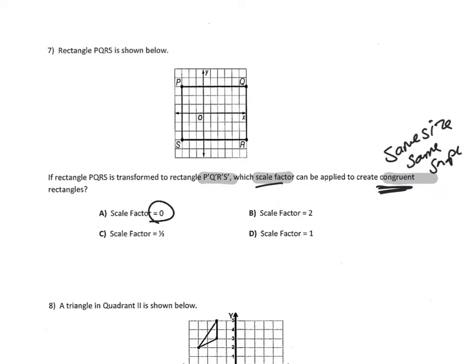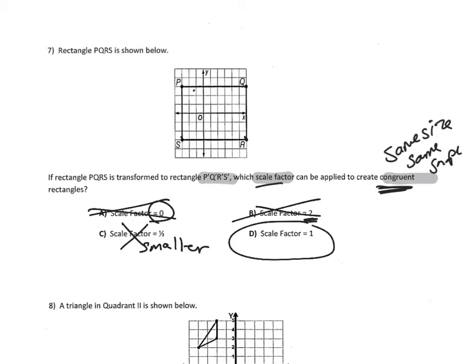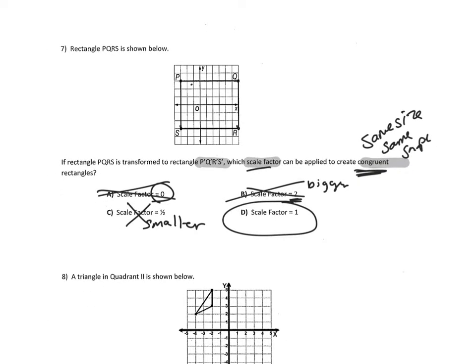So a scale factor of 0. If we multiplied every single one of these points by 0, what would happen? It would disappear, I guess. Yeah, and it would kind of be smaller. So scale factor of 2, what would happen if we dilated by a scale factor of 2? It would get bigger, so we can't do that one. C, a scale factor of 1/2. It would get smaller, so that's not what we're looking for. Scale factor of 1. Because if you multiply anything by 1, what do you end up getting? The same answer, the same number.